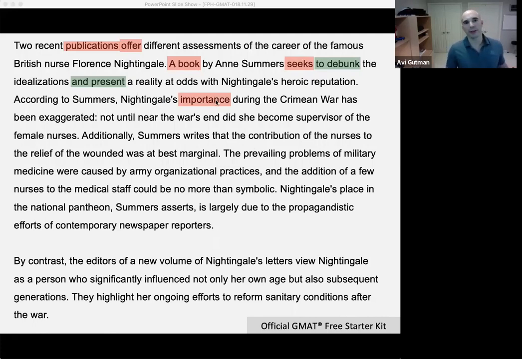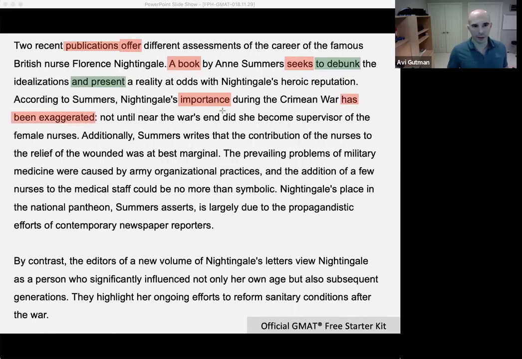The importance, what did it do? What about the importance? The importance has been exaggerated. That's the reason the author wrote this sentence. The author wrote this sentence in order to tell us that according to Summers, the importance of Nightingale has been exaggerated.